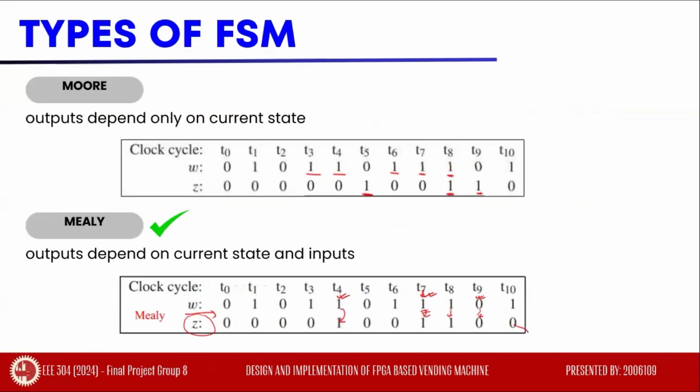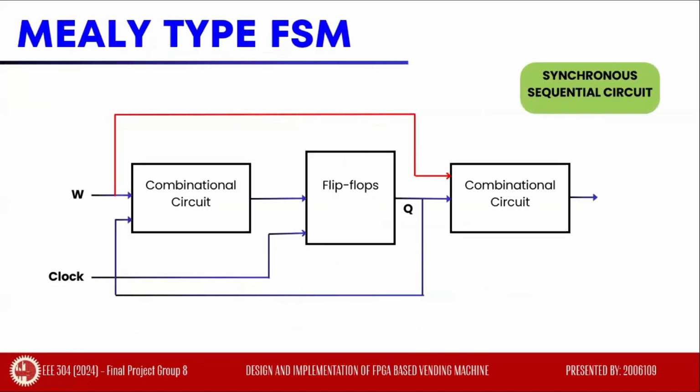There are two types of FSM, Moore and Mealy. In a Moore FSM, the output depends solely on the current state, while in a Mealy FSM, it depends on both the current state and the inputs. For our project, we have focused on the Mealy type. This is the synchronous sequential circuit for a Mealy-type FSM. A clock signal is used to control the operation of this sequential circuit, hence the name synchronous. The output is dependent on both the past behavior of the circuit as well as the present behavior of the inputs.